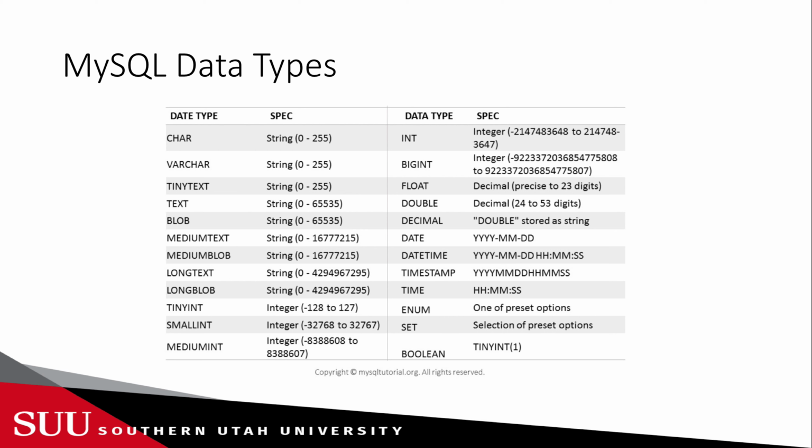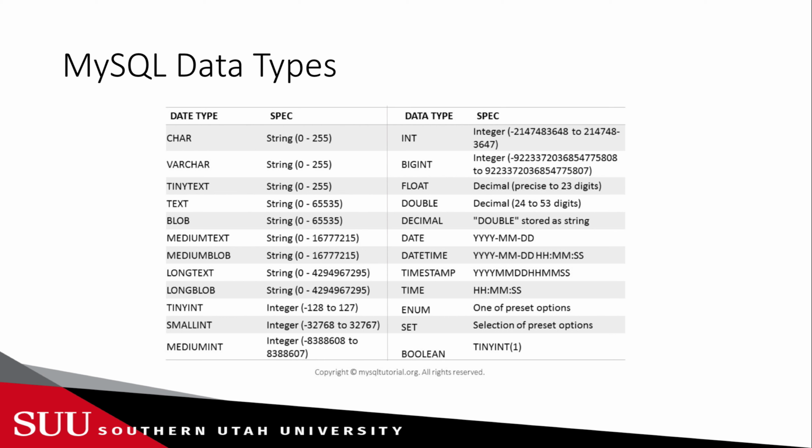Timestamp is close to date time, but there is no separation between the year, month, day, and then hour, minutes, and seconds. There's no separation. And the time is 2 digits for the hour, 2 digits for the minutes, and 2 digits for the seconds.